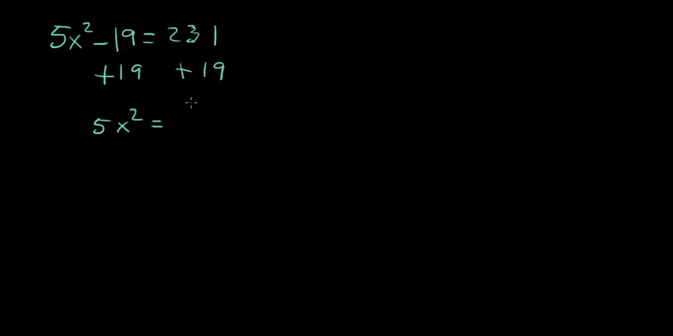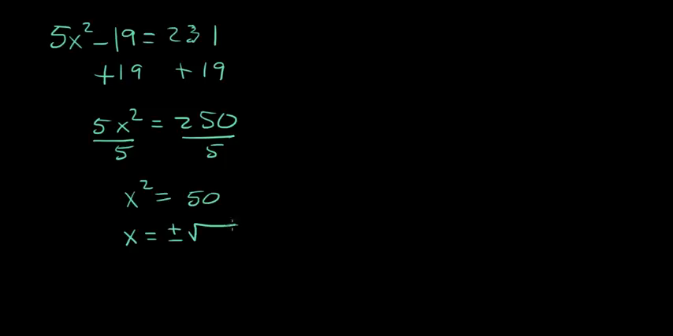Let me tell you what I'm talking about now. Let's suppose we have 5x squared minus 19 equals 231. Let's try this one first. The first thing I'm going to do to solve this is add 19 to both sides, and I get 5x squared equals 250, because 19 plus 231 is 250. Now I divide both sides by 5, and I get x squared equals 250 divided by 5, which is 50. And so x equals plus or minus the square root of 50.